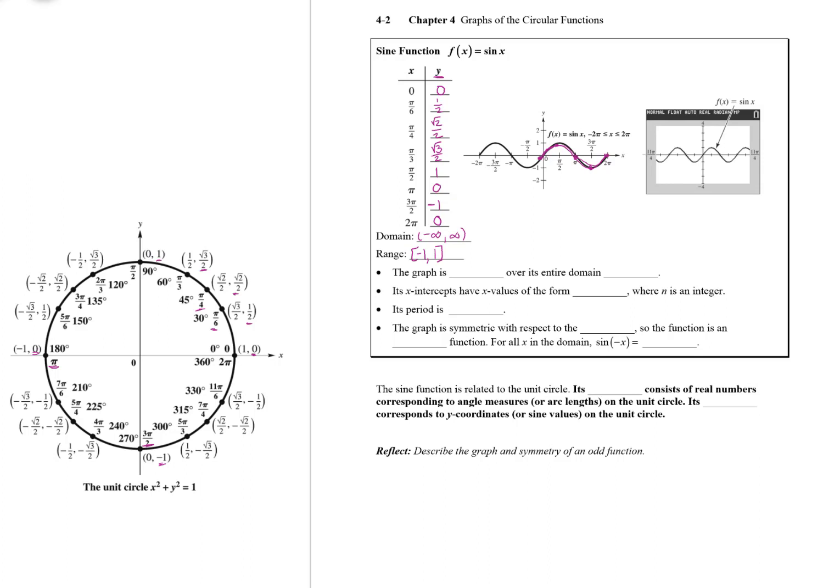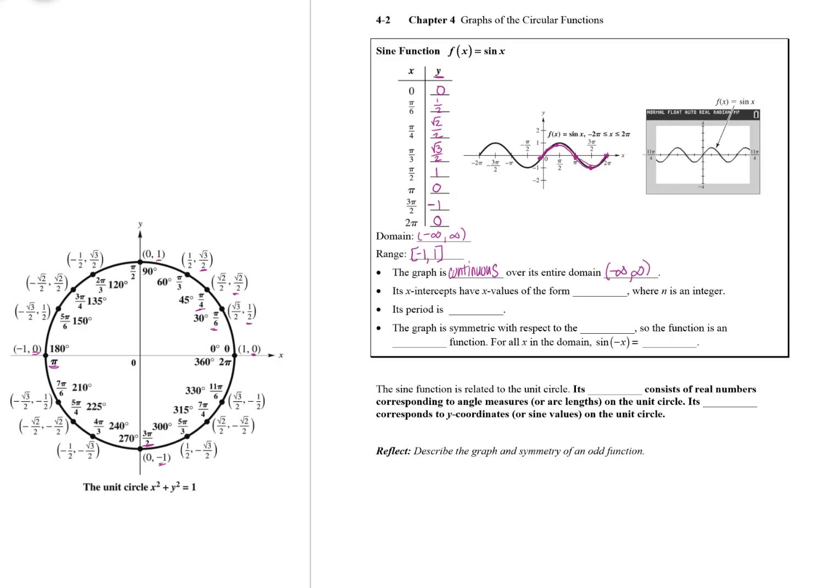The graph is continuous. That means that when you draw the graph, you never lift your pen from the paper over its entire domain. You just keep on going without lifting your pencil from the paper. That means it's continuous, and that's over the whole domain, which is -infinity to +infinity.